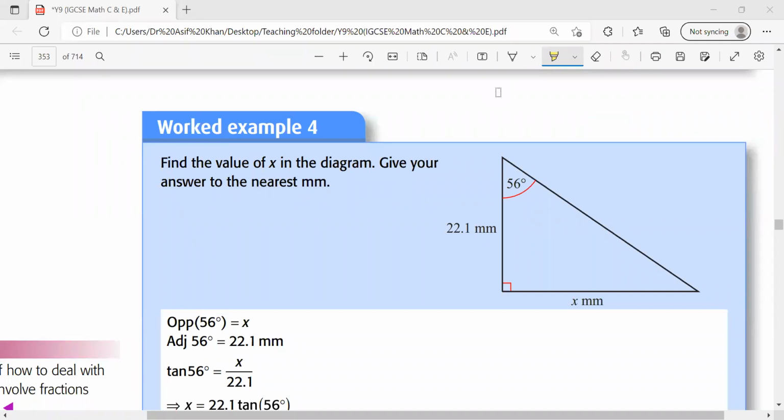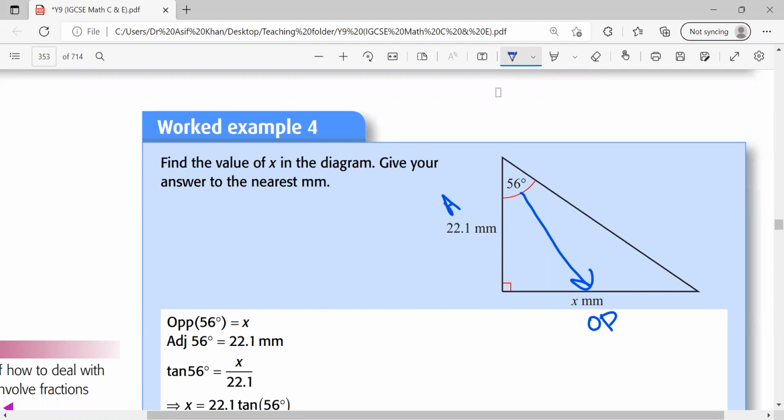This is another question like this. Okay, Abdullah, what is the name of this side? Because it is opposite to the angle, this name is opposite. This one is adjacent. So opposite and adjacent are there. It means you will use tangent. So you will write tangent of 56 degrees.